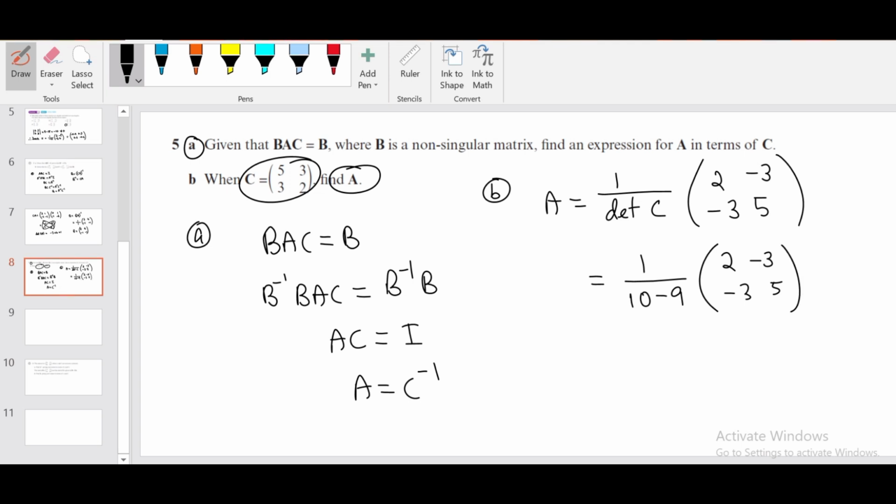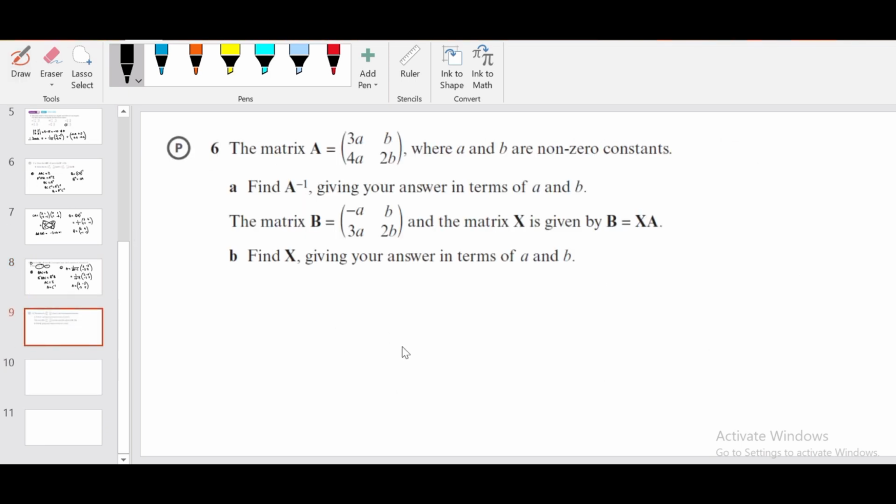Okay. Here also I think we use the correct one. So 10 minus 9 is 1. So basically A is equal to 2, minus 3, minus 3, 5. Yeah. Okay. Let's look at one more question. The last question from this exercise.